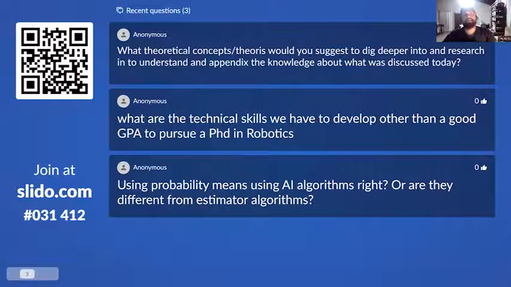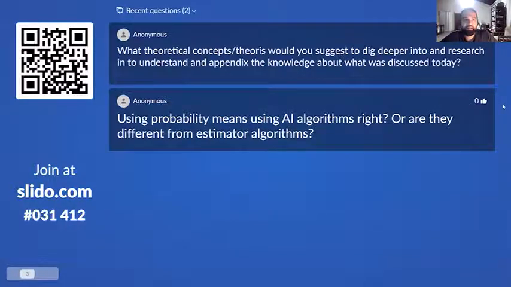Okay, but which theoretical concepts and theories would you suggest to dig deeper into and research, to deepen the knowledge of what was discussed today? I think these theoretical concepts of probability and statistics are really important. And I think anyone who wants to build actual machines in the real world has to get better at probability and statistics. Unfortunately, it's an area that most of us are not good at. It took me a little while to get good at it as well, right? So I would say probability, statistics, and how to think about stochastic systems are really important.